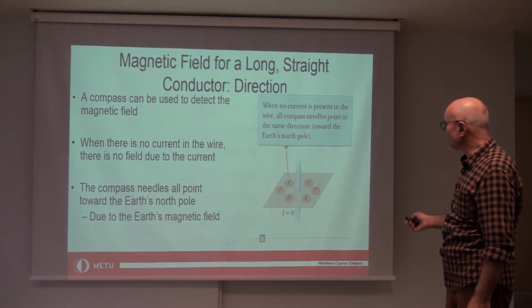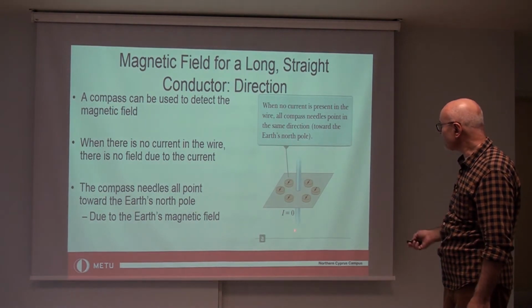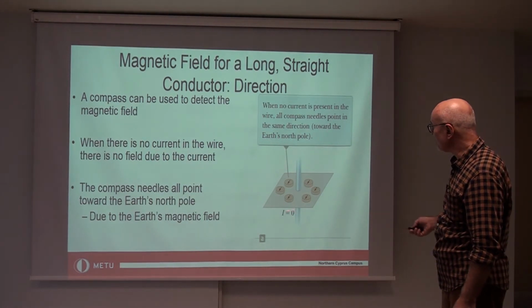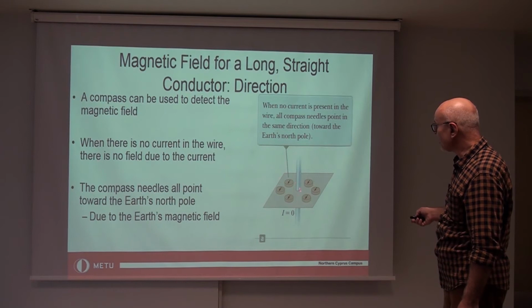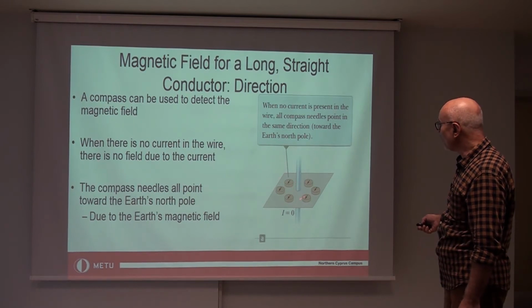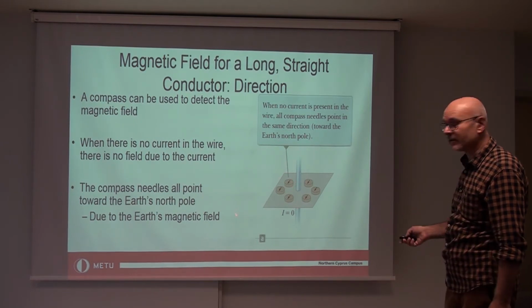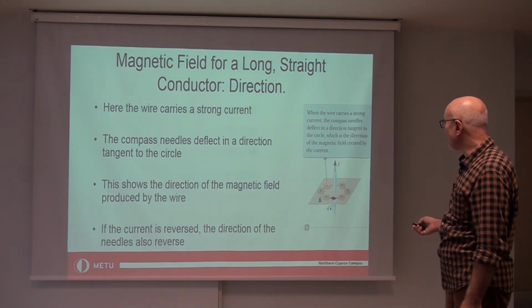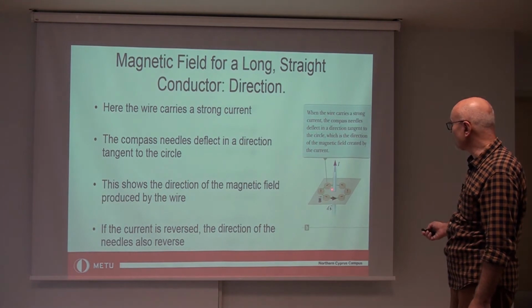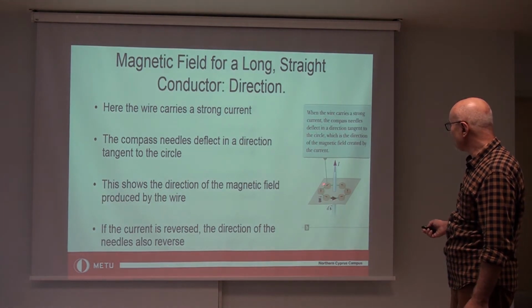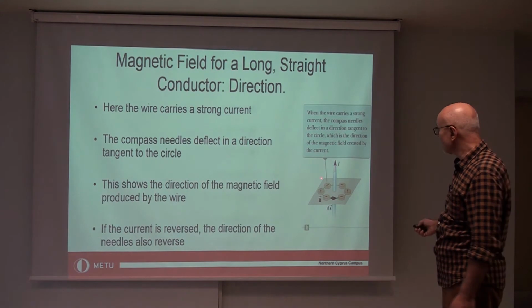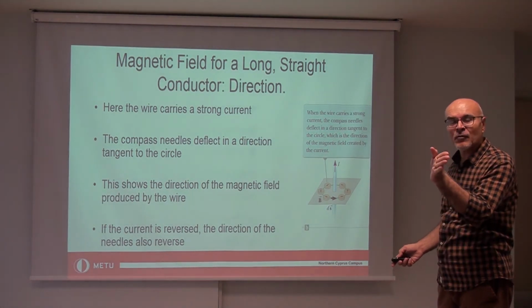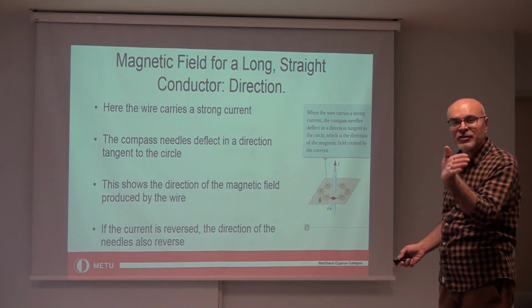So if you have this wire here, and you bring compass needles and put them in a circle centered at the wire, they will all be pointing in the same direction when there is no current, because of the magnetic field of the Earth. Now, if you have a current passing through the wire, then you will see that the needles will be aligned in different directions.